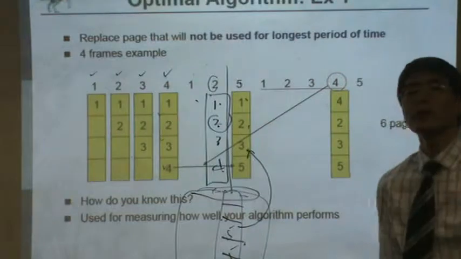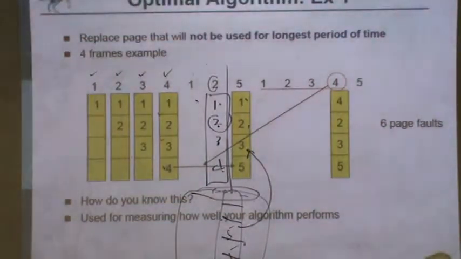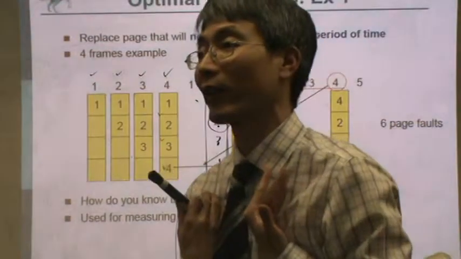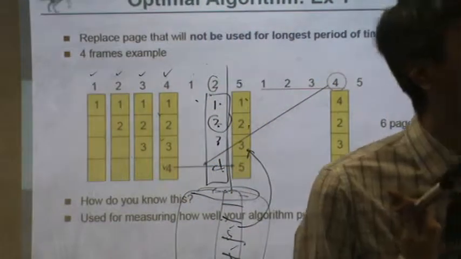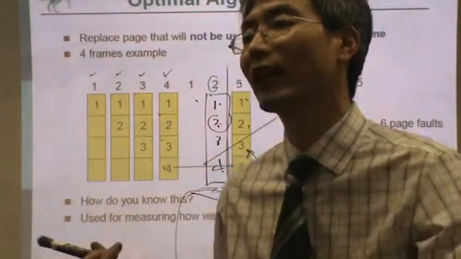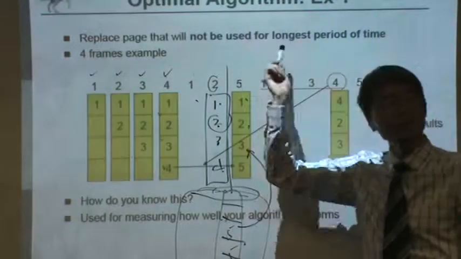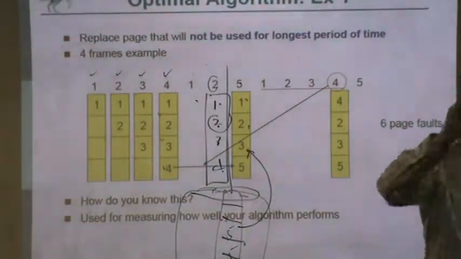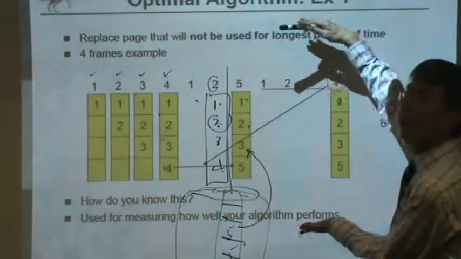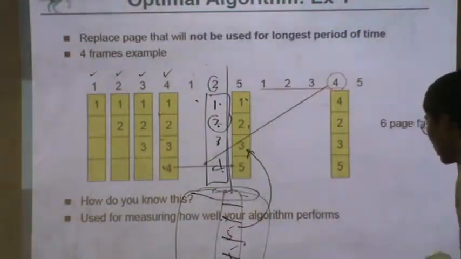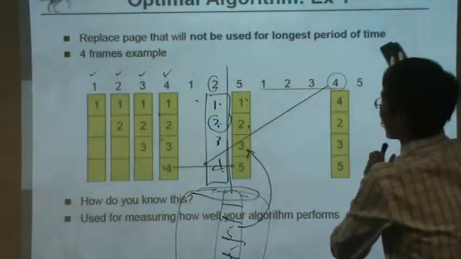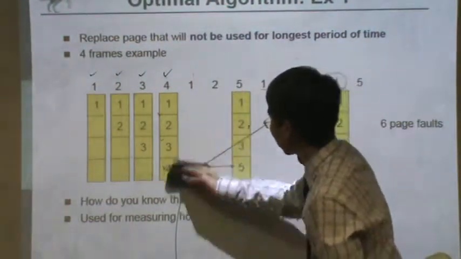So usually, optimal algorithm is used for what? Reference algorithm. Reference algorithm means I have a new idea for page replacement. Okay, this one is better than others. How can you compare? At that time, you can compare with the optimal algorithm. Optimal is the best case. So how similar is it to the optimal algorithm? So it's usually used as the reference algorithm.